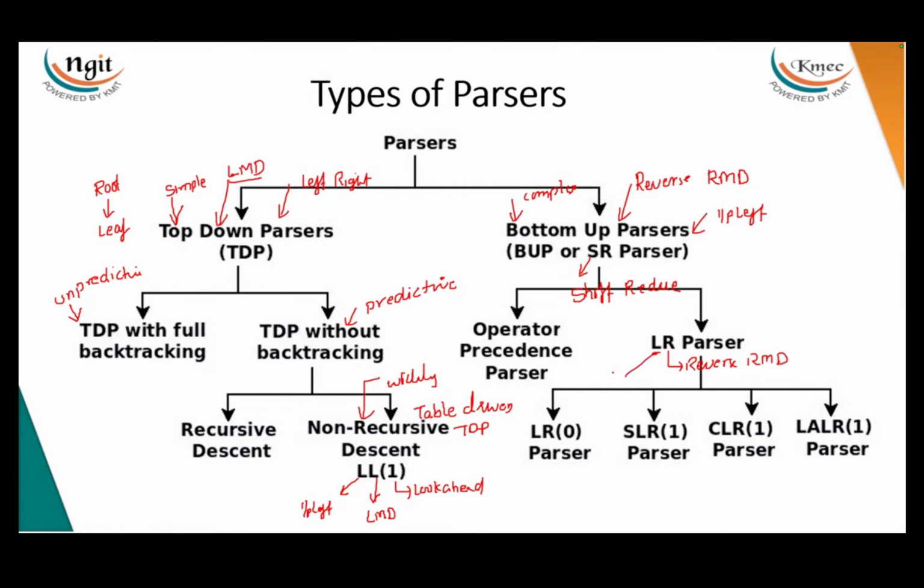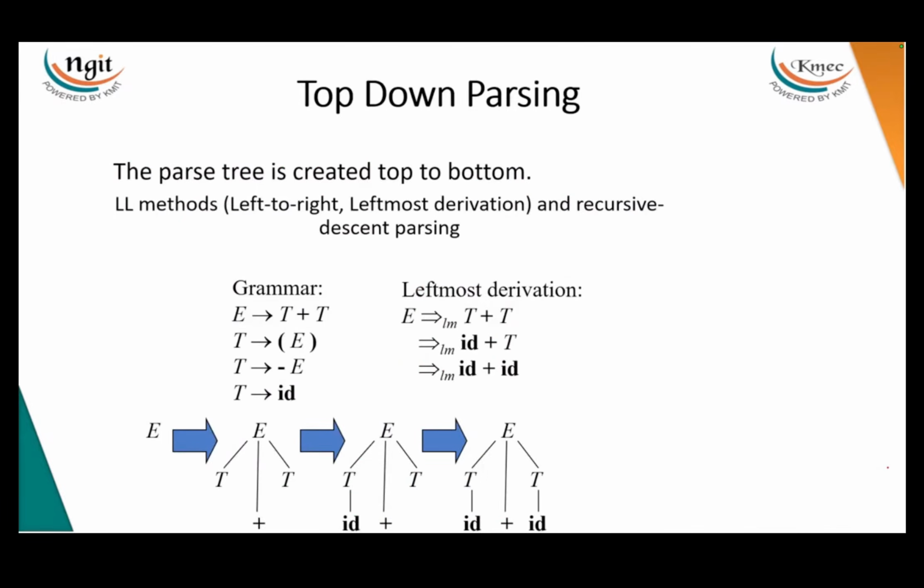I mentioned what L is: the input is scanned from left to right, with reverse rightmost derivation. Again, they are categorized into four types: LR0, no lookahead symbol; SLR1, simple LR with one lookahead symbol; CLR1, canonical LR with one lookahead symbol. This canonical LR1 is also called simply the LR1 parser, no need for C. And LALR means lookahead LR parser. So that is some information about top-down parsing.